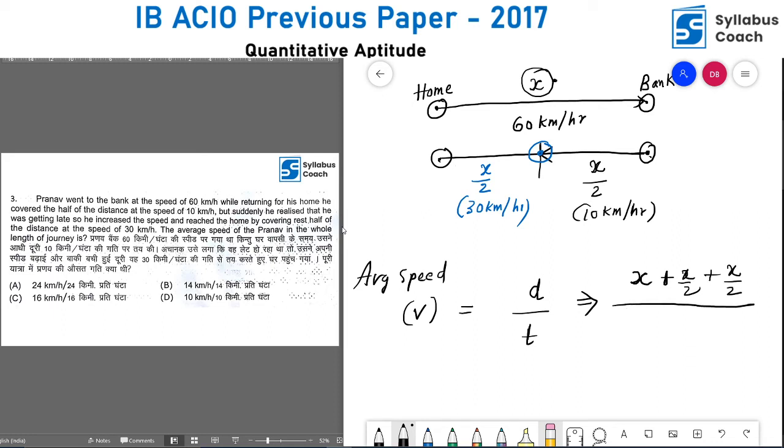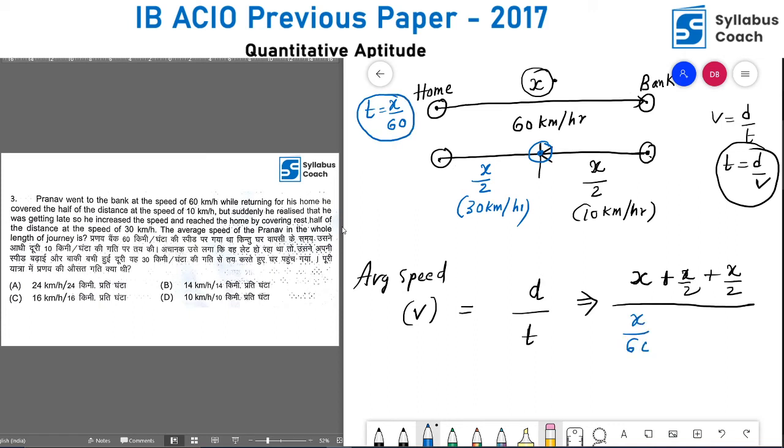And now, what is the total time, students? Total time is nothing but the sum of individual times from each of these sections. So what is the time taken from home to bank, students? Velocity is distance by time, so time is nothing but distance by velocity. In the first case, distance is x and velocity is 60. So in this case, time is x by 60.